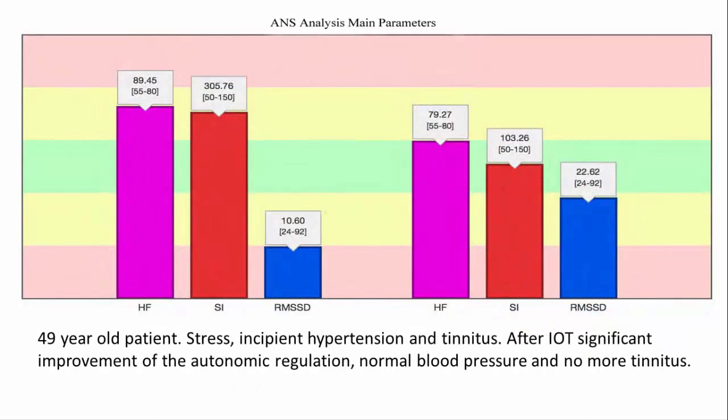This case is of a 49-year-old patient who presents with stress, incipient hypertension, as well as tinnitus. A disproportionate sympathetic and parasympathetic lead the physician to prescribe intravenous oxygen therapy as a treatment protocol. Afterwards, there is a significant improvement in autonomic regulation, as well as a return to normal blood pressure, and the tinnitus has resolved.